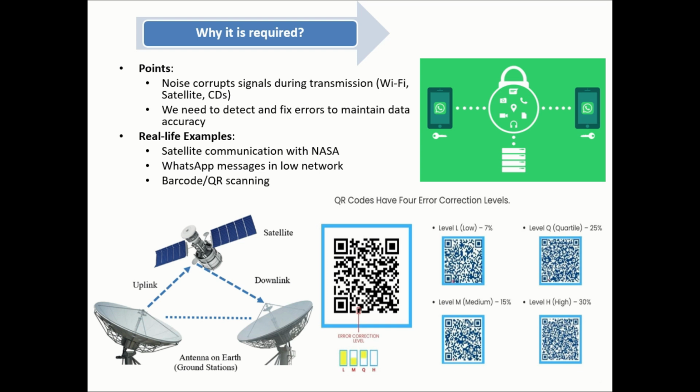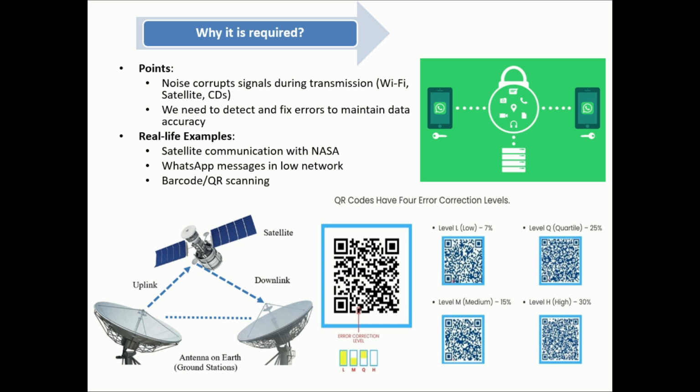Imagine this: you are sending a message to someone on WhatsApp, but your network signal is barely holding on. Or think bigger: NASA is trying to talk to spacecraft that are millions of kilometers away. In both cases, there is a common enemy: noise. Not the noise you hear. We are talking about digital noise, the invisible disturbances that sneak into your signal and try to corrupt your data. This can happen over Wi-Fi, through satellite links, or even when you are playing a CD. A little bit of interference, and suddenly the information can be twisted, broken, or lost.